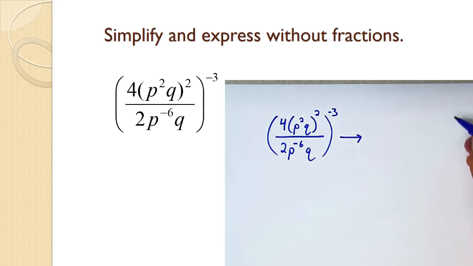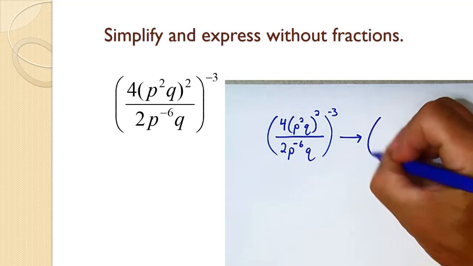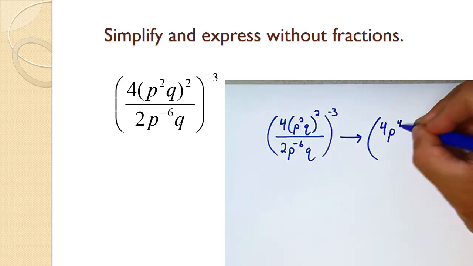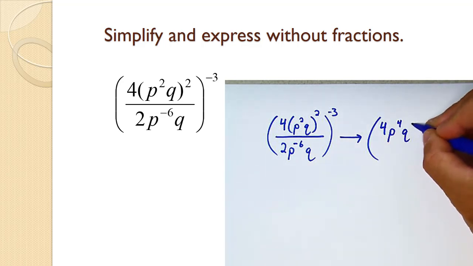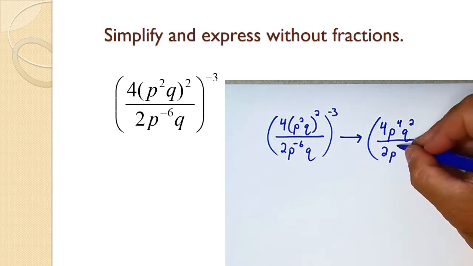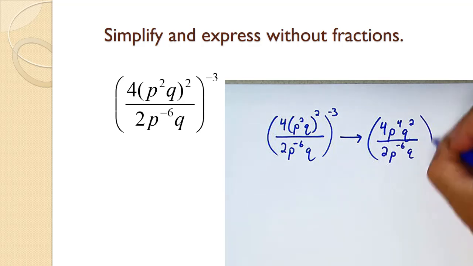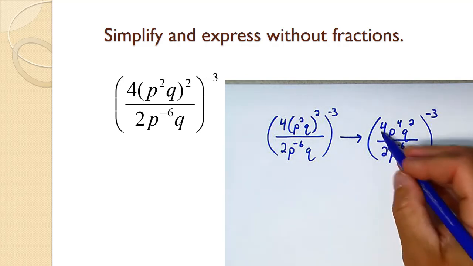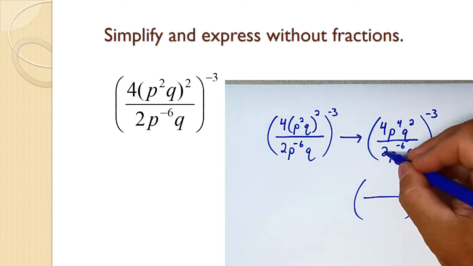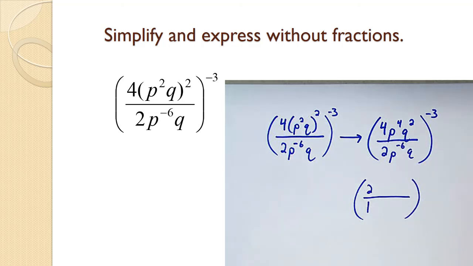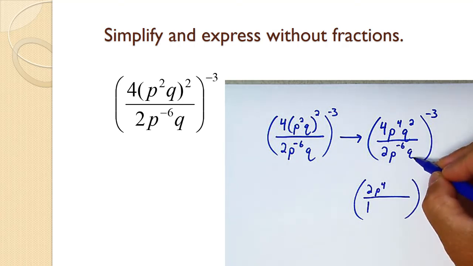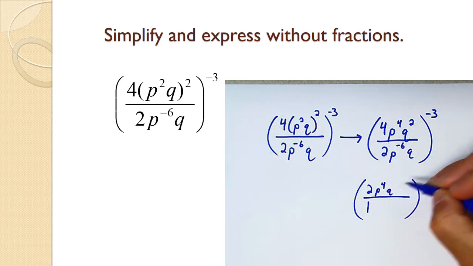So if we start simplifying inside the parentheses, in our numerator, we'll have 4 p squared squared. That's going to be p to the 4th and q squared. And in our denominator, we'll have 2p to the negative 6th q. Now, 4 over 2, of course, reduces for its own sake. And so 4 over 2 is the same as 2 over 1. The p to the 4th will stay. Q squared over q, well, that's just going to leave a q in the top.